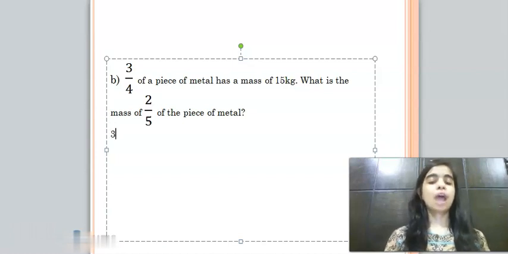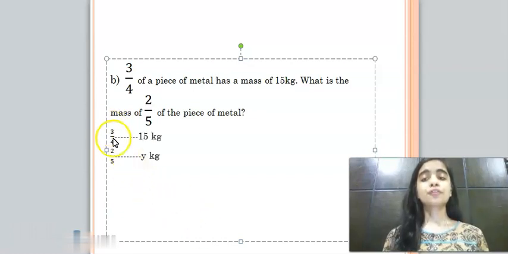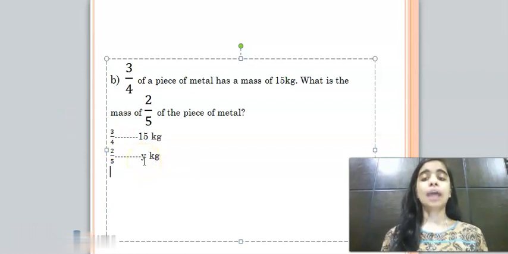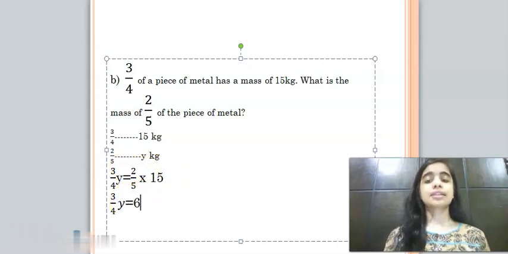I will use the unitary method, and you can use any method you like. So 3/4 of the piece of metal has a weight of 15 kg, and we need to find y kg, which is 2/5 of the piece of metal. We will cross multiply these, because in direct proportion we cross multiply. So this will become 3/4 of y, and this will be 2/5 of 15. Simplifying 2/5 of 15: 5 ones are 5 and 5 threes are 15, so 3 multiplied by 2 is 6. So 3/4 of y equals 6.